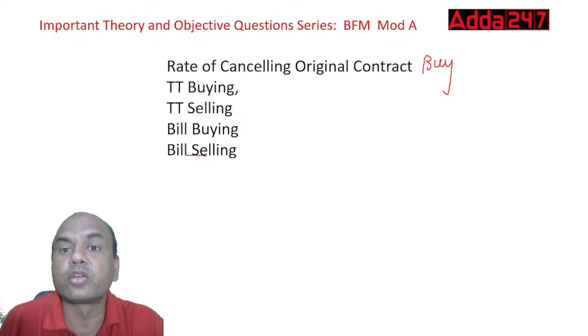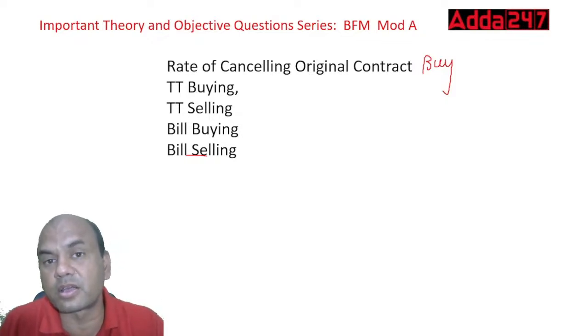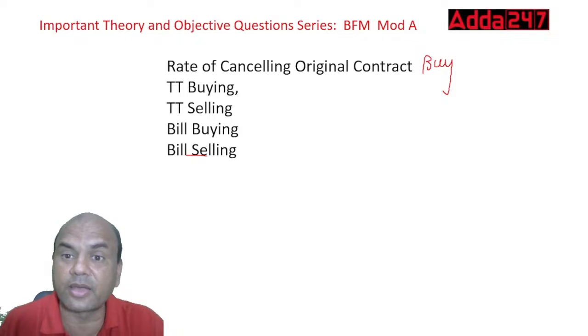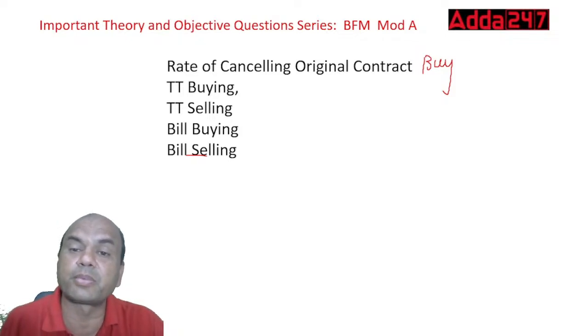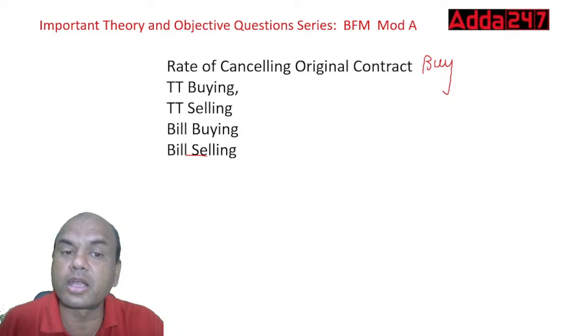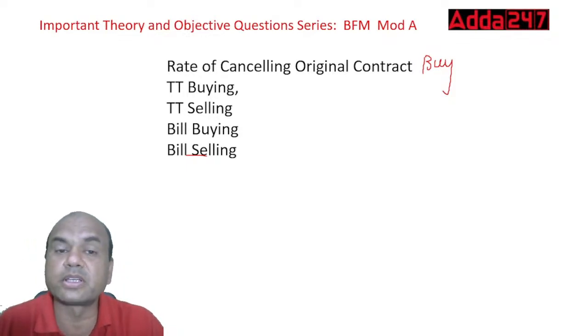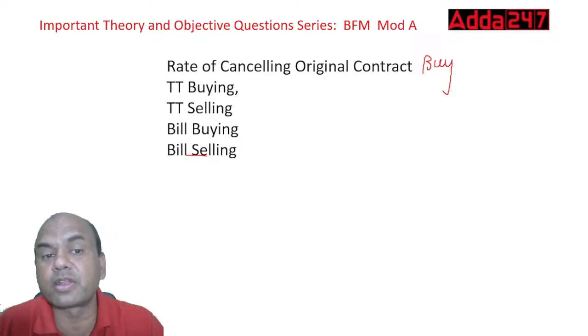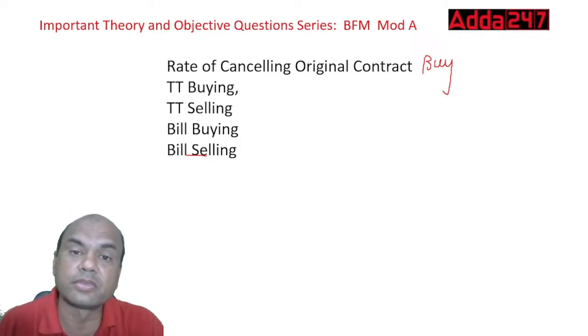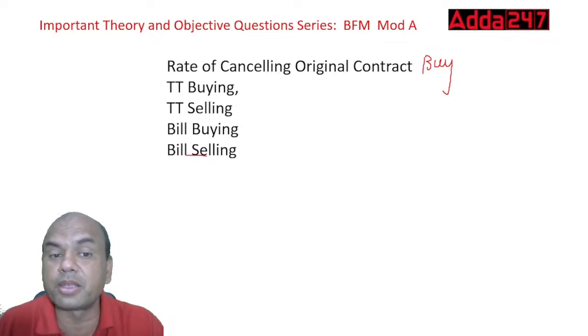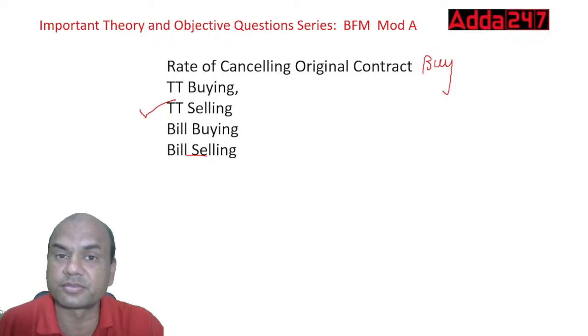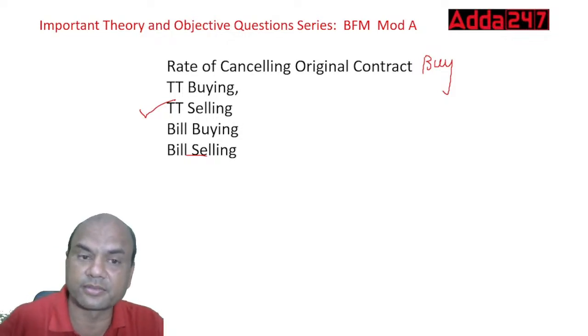Okay. So if I have purchased this dollar earlier, I might have purchased it at either bill buying or TT buying, depending on what type of transaction it was. If it was a spot transaction, I might have done it at TT buying. If it was a bill transaction, I might have done it at a bill buying rate. But cancelling is always done at the same rate. That is known as TT selling. Cancelling here means reversing that transaction. So that will be always done at TT selling.